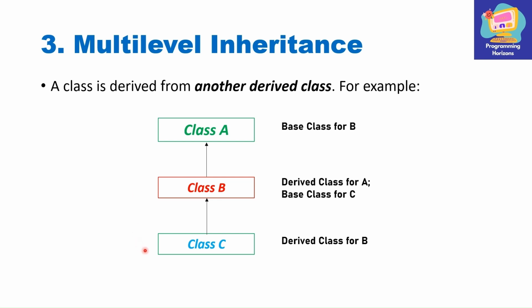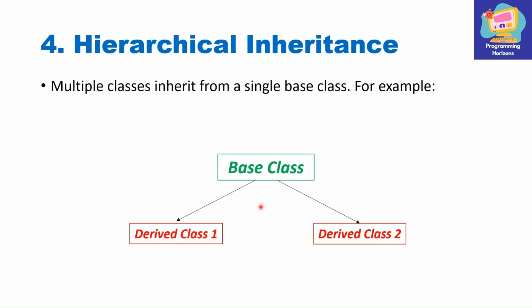So in this case, we have a class named C which is inheriting from class B, which in turn inherits from class A. So here class A is the base class for class B, while class B is the base class for class C. You can think of it like a grandparent, parent and child relationship. The fourth type of inheritance is hierarchical inheritance, where multiple derived classes can be created from a single base class.